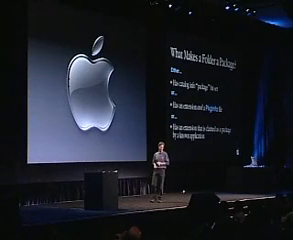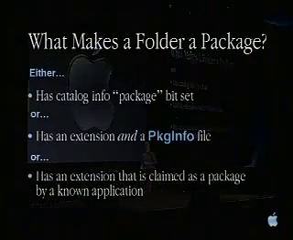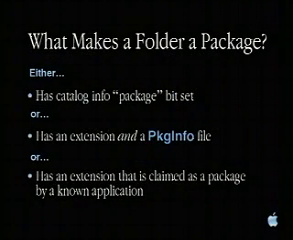And one other way is, and this is documents as packages, if the directory has an extension on it and that extension is claimed by some application as a packaged document, then we'll know from our bindings database that this directory needs to be presented as a package. But typically, application packages, you want to have the package info file so that we know that it's an application.